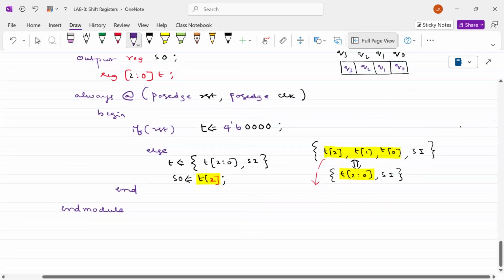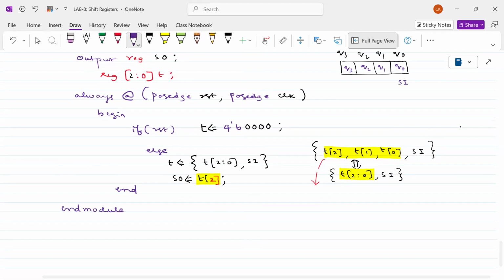Now, if I'm doing a shifting operation, SI will come here, Q naught will come here, Q1 will come here, Q2 will come here. For example, I'm doing a right shift operation. That means from the leftmost position to the rightmost position, how should it be? SI is here, then Q3, Q2, Q1. Therefore, definitely 4 internal positions are required for it.